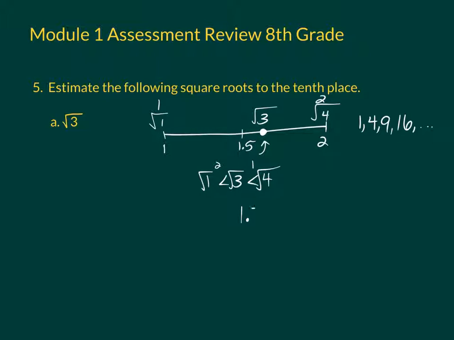A good estimate for the square root of 3 would be about 1.7. On my number line I should have put it over a little bit more, but 1.6 or 1.7 I would accept, and 1.7 is going to be the best estimate there. So the square root of 3 is approximately 1.7. We'll do another one in part B.